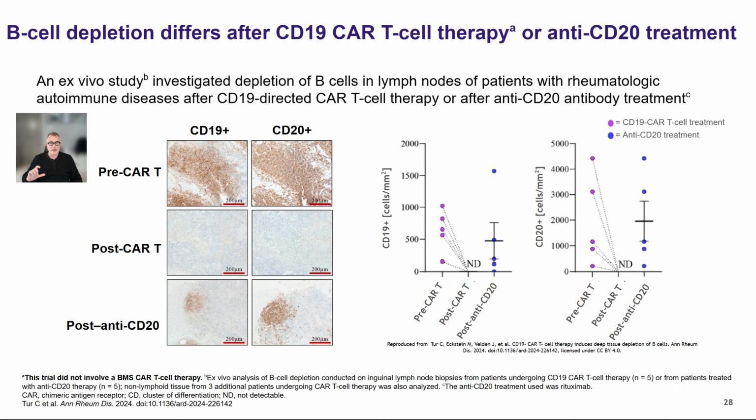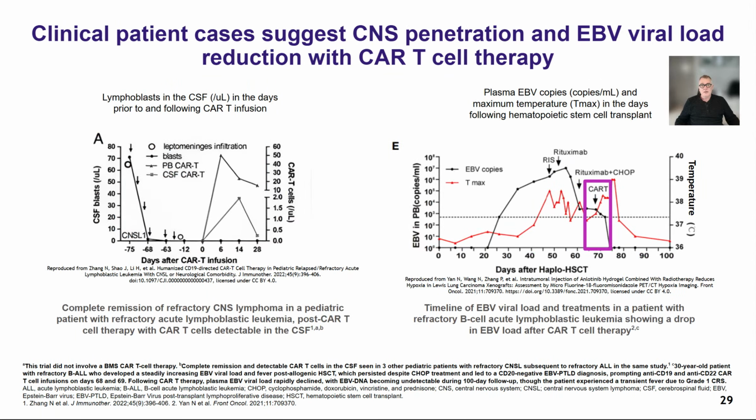So this is why I think CD19 targeted CAR T cells are much more exciting as a B-cell targeting therapy than monoclonal antibodies. And we have data on this. So this is now looking at EBV viral loads in patients with CNS lymphomas. And I'll just give you two case studies. You can see the CSF blasts. You start the CAR T cell therapy and they drop dramatically.